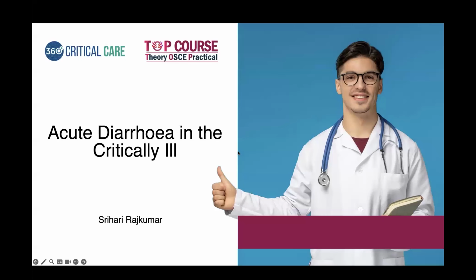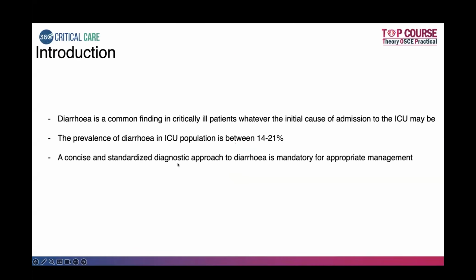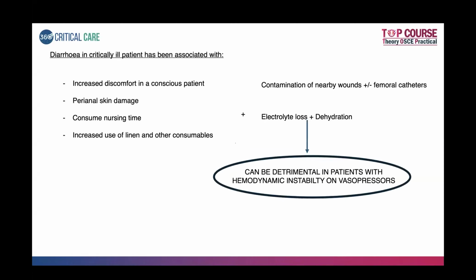So then coming to the next important topic is acute diarrhea and the critically ill. Diarrhea is a common finding in critically ill patients, whatever the initial cause of admission to the ICU may be. The prevalence of diarrhea in the ICU population is between 14 to 21%. So a concise and standardized diagnostic approach to diarrhea is mandatory for appropriate management.